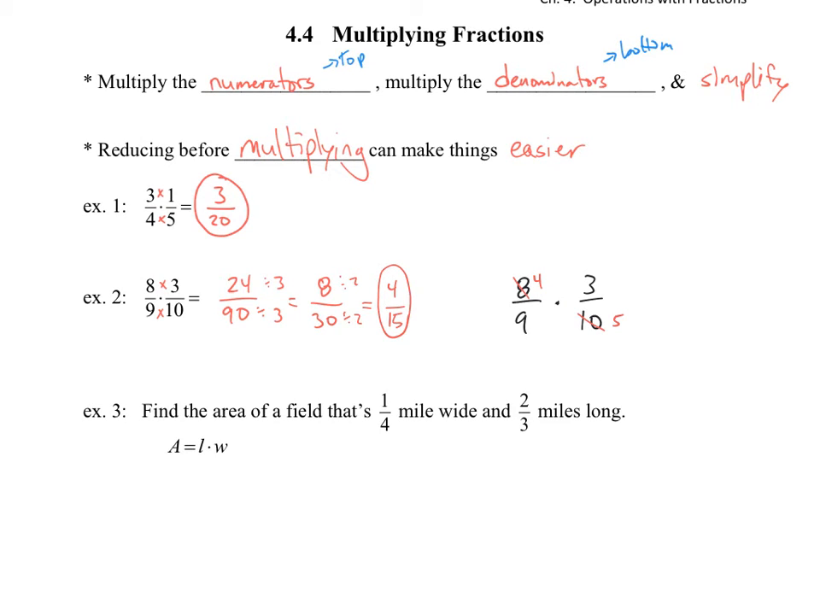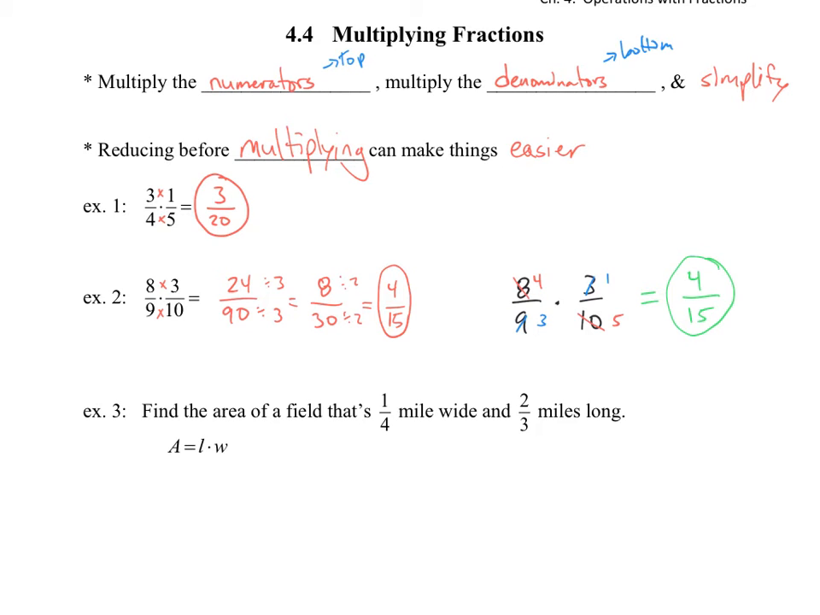Then I look at the other numbers. Does anything work top and bottom? 3. 3 fits into 3 1 time and fits into 9 3 times. So my new fractions are 4/3 times 1/5. So 4 times 1 is 4. 3 times 5 is 15.